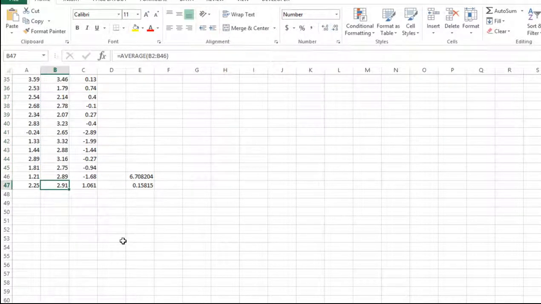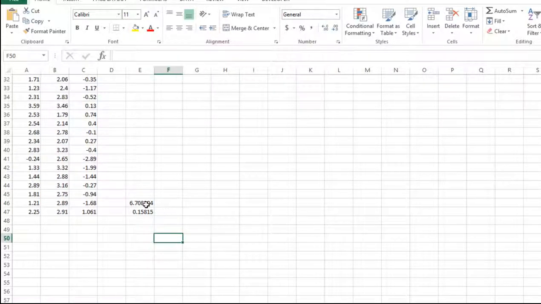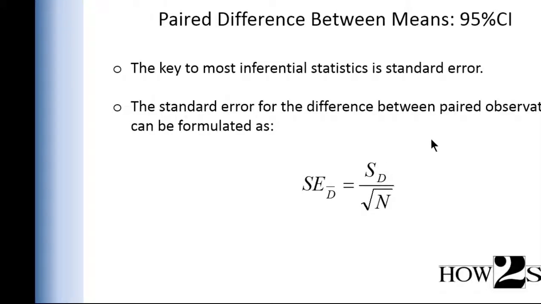So you can think about standard error in paired observations as the standard error of difference scores, and you can also think of it as the standard error of the difference between two means. I'm not going to carry on with the full analysis. Mainly, I wanted to show you the standard error of the difference between paired observations. And it's literally just the standard deviation of the difference scores, and then divide that by the square root of n.